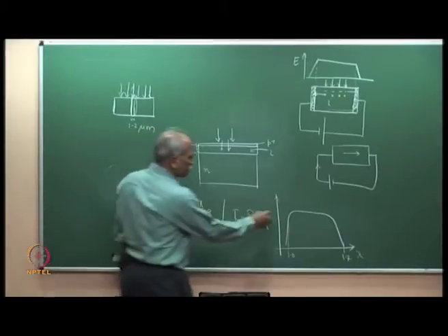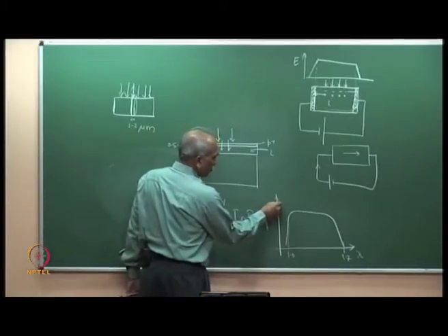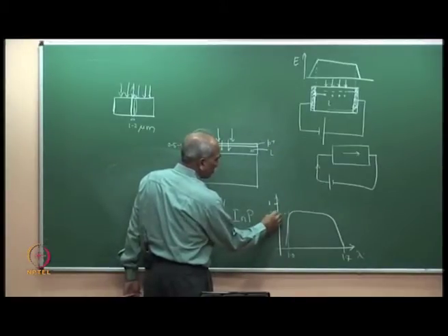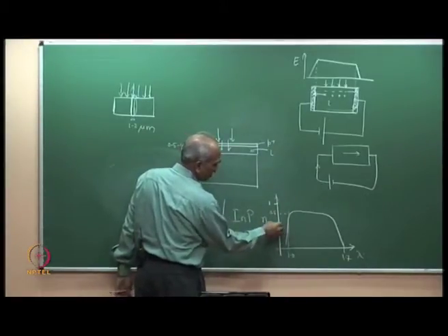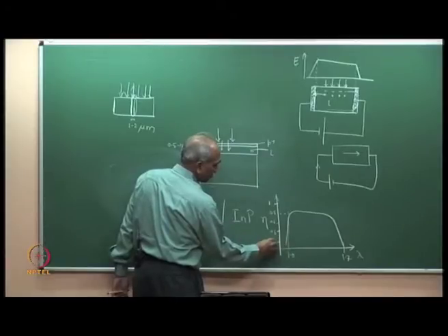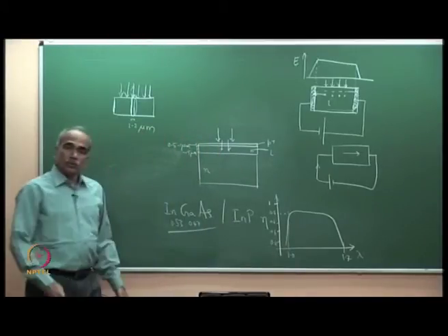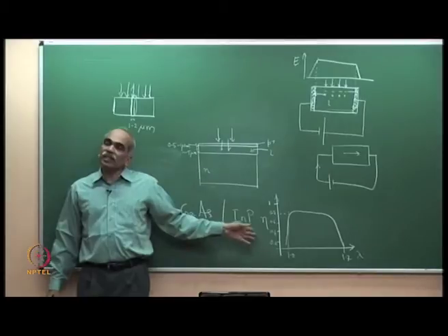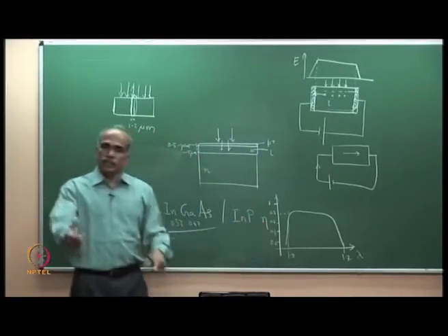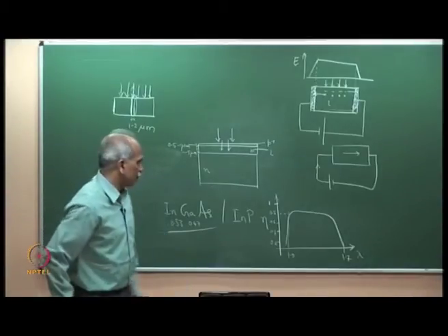And the numbers here: eta is 1 here. So it is about 80%, it goes to about 0.8, and 0.4, 0.6, 0.2. So, very high quantum efficiency, eta is very high. If eta is very high, responsivity is also very high. You will see some numbers that are very large responsivity.